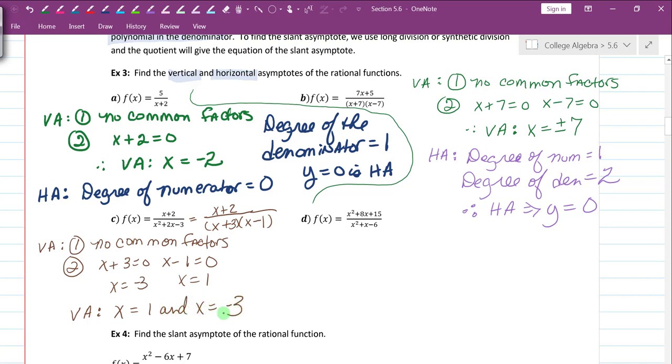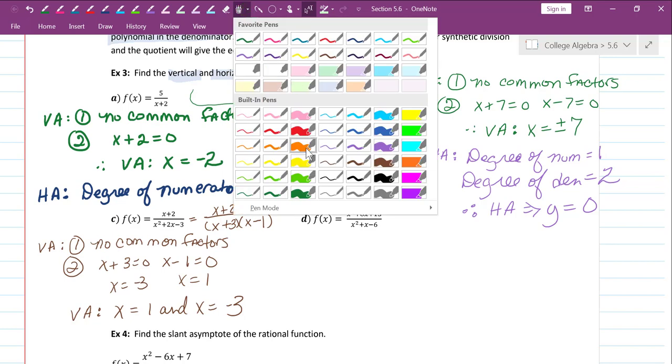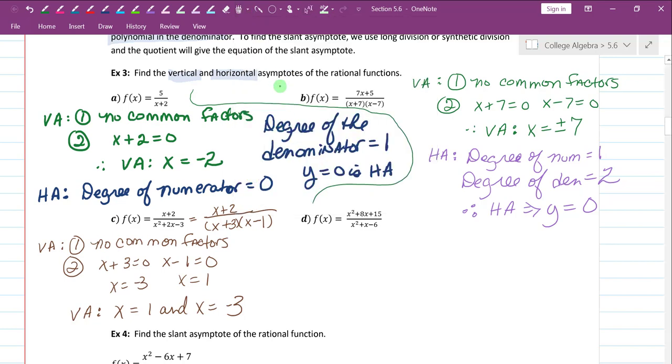Now I need to find my horizontal asymptotes. So we're going to put horizontal asymptote. I need the degree of my numerator. That's going to be 1. I'm going to need the degree of my denominator. That's going to be 2. So 1 is less than 2. Same scenario as over here. So we know that our horizontal asymptote is y is equal to 0.